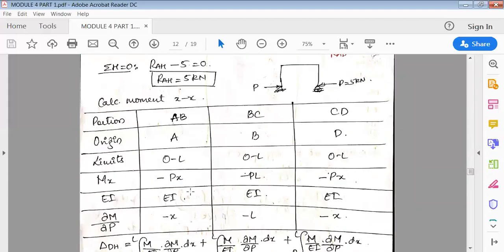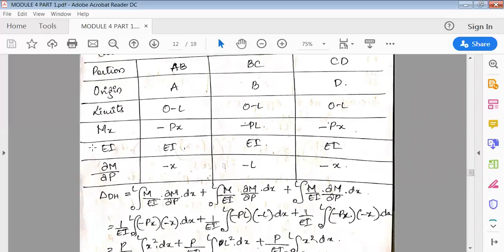Once I find this, next, EI is constant throughout. So EI, EI, and EI. Then dou M by dou P is equal to, so dou P by dou P cancels, it is minus x. Here also dou P by dou P will cancel, so we're left with minus L. Again here it has P in it, so dou P by dou P will cancel, and there is only minus x.